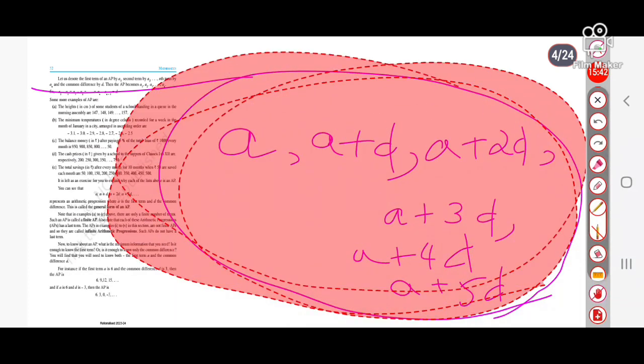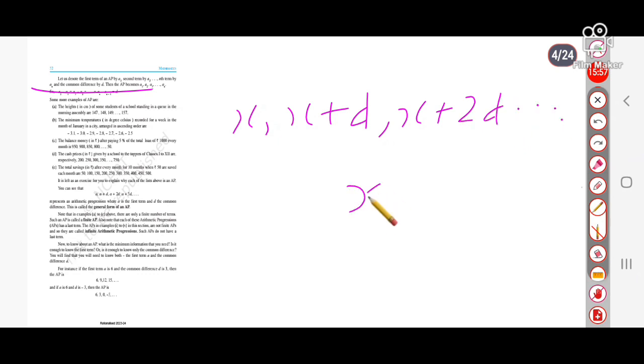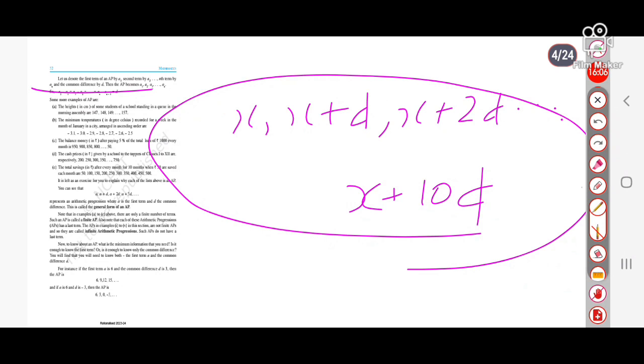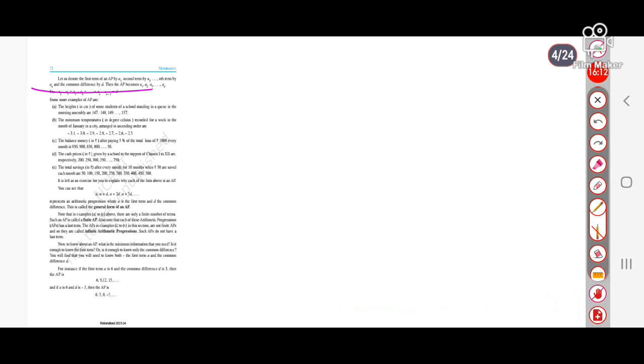There are two types of AP we can analyze, that is finite and infinite. Finite is nothing but when you know the last term of the sequence, say for example x plus d, x plus 2d, and it goes up to x plus 10d. You know the last number will be x plus 10d, so there are 11 terms present. That is called a finite arithmetic progression. When we know the last value of the entire arithmetic progression, it may be up to 100 or 200, that is called a finite arithmetic progression. If you don't know the last value or the last term, then that is called an infinite arithmetic progression.